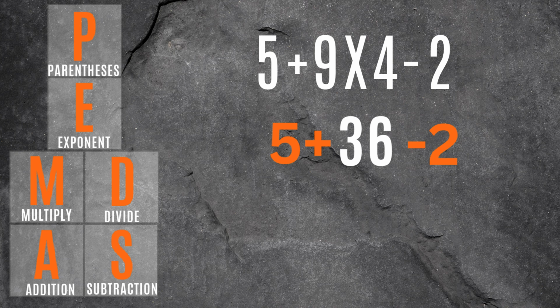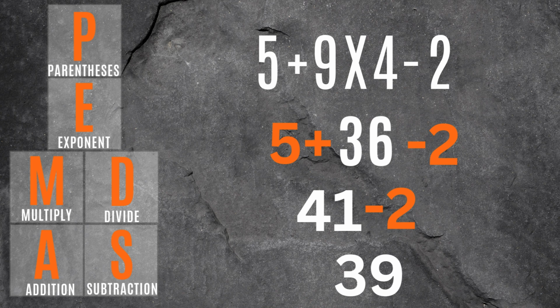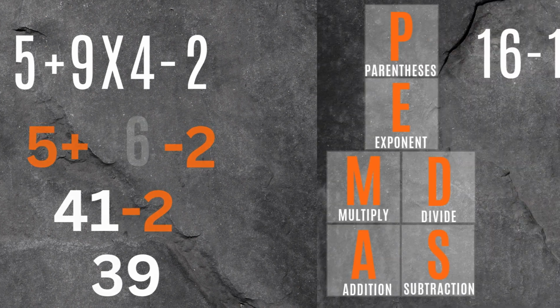Next on our list is addition and subtraction on level 4. So we're going to do the 5 plus 36 first. We get 41. We will bring down the minus 2. Then we're going to finish this problem off with 41 minus 2, which equals 39. Double check to make sure we went through all of the letters and all of the levels, and we are good to go, ending this problem with 39.